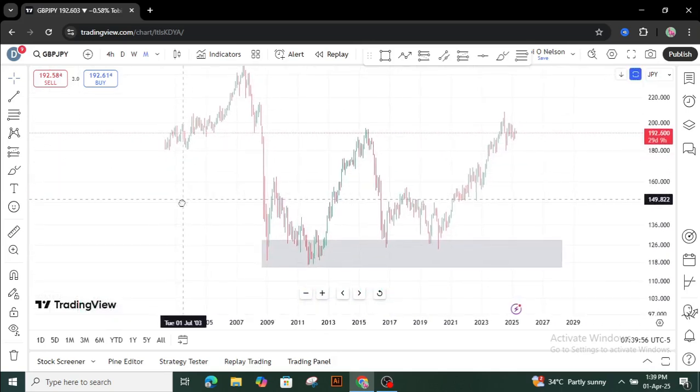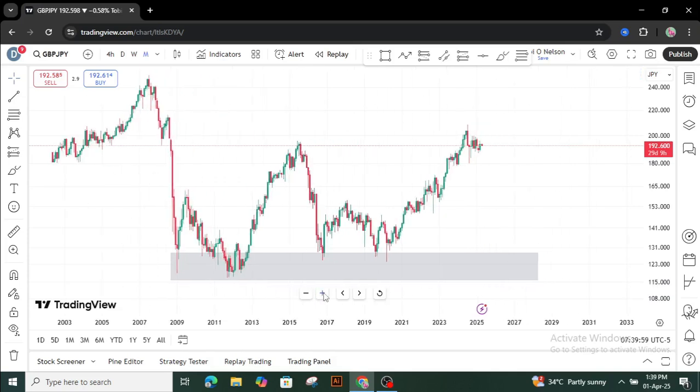Let me zoom in a little. Look at the structure of this market. You will discover that there is no clear path, because when you are looking at a market, you don't want to look at it from the lower time frame alone. You want to start from the higher time frame so that you can see the big picture of how the market is doing. Maybe it's a bullish market or a bearish market.